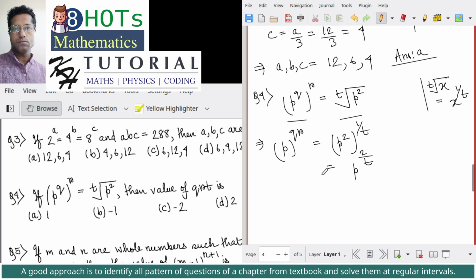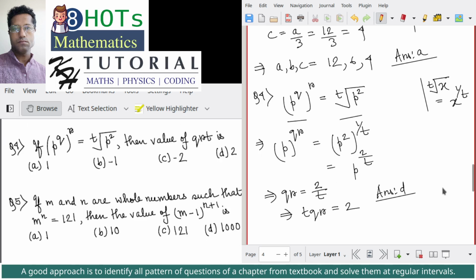So now we have p to the power qr is equal to p to the power 2 by t. Both the bases are p. So if I equate the powers, I have qr is equal to 2 by t, and doing cross multiplication, I have tqr is equal to 2. So the value of QRT is 2, and hence the correct choice is D. D is the correct choice.